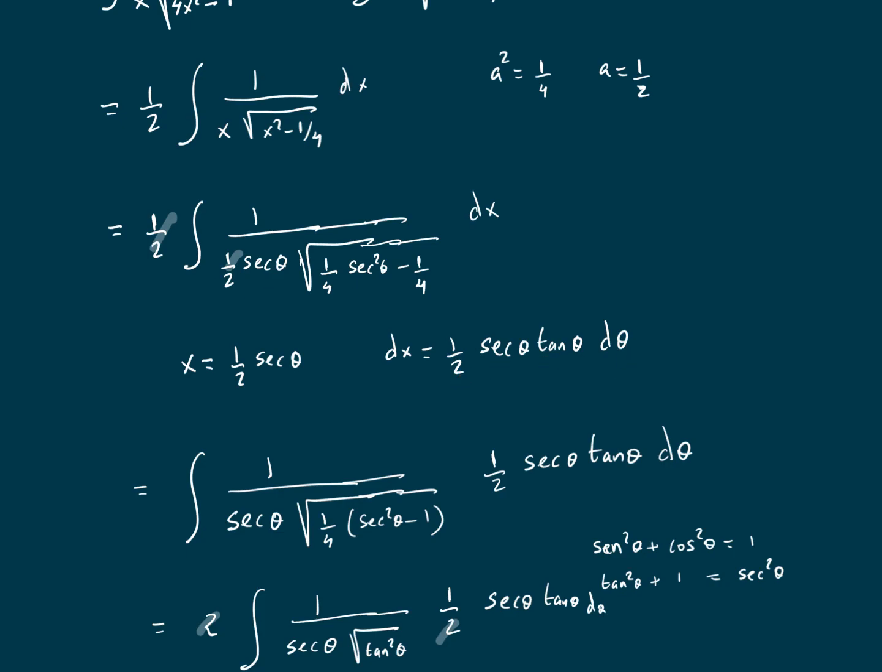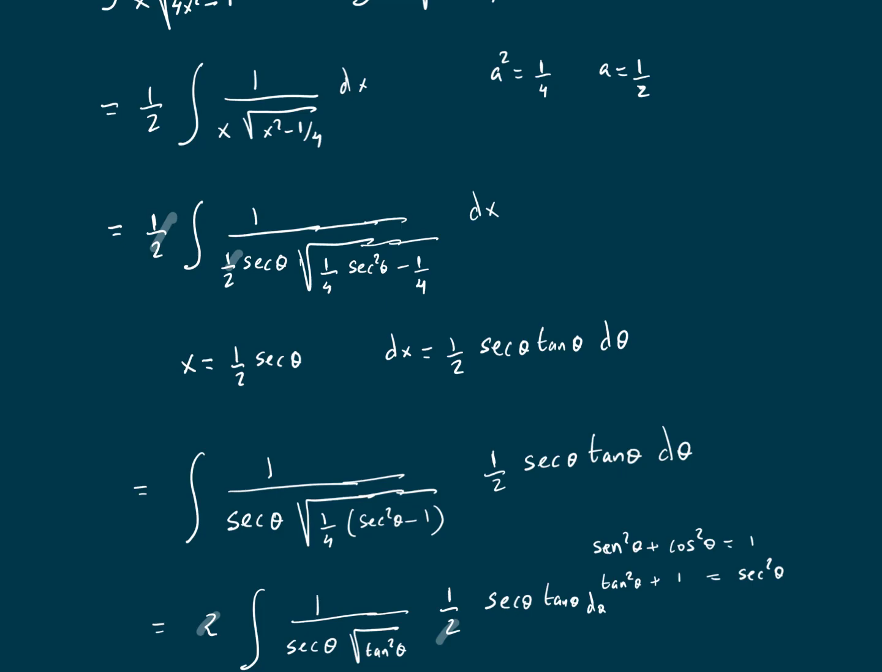So I will plug in this dx into the integral. So I have this integral 1 divided by secant theta square root of 1/4 common denominator here that multiplies secant square of theta minus 1. Multiply by this dx, that is 1/2 secant theta tangent theta d theta.